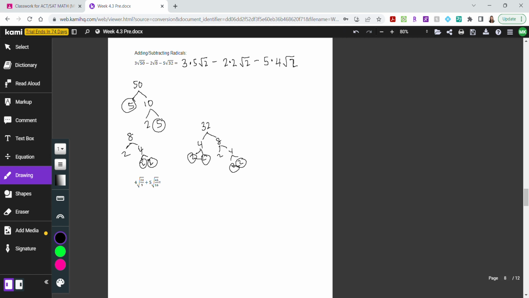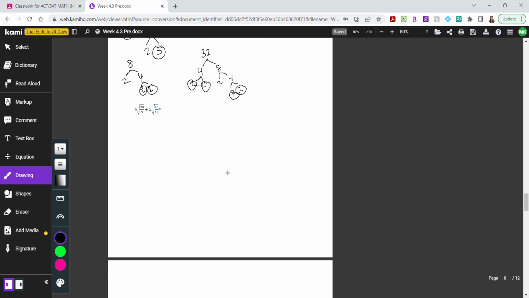Now let's simplify all this. We get 15 square root 2 minus 4 square root 2 minus 20 square root 2. Oh look, they all have square root 2, which means they're all the same species. So let's group the coefficients together. 15 minus 4 minus 20 is going to give us negative 9 square root 2. And that is going to be our answer.